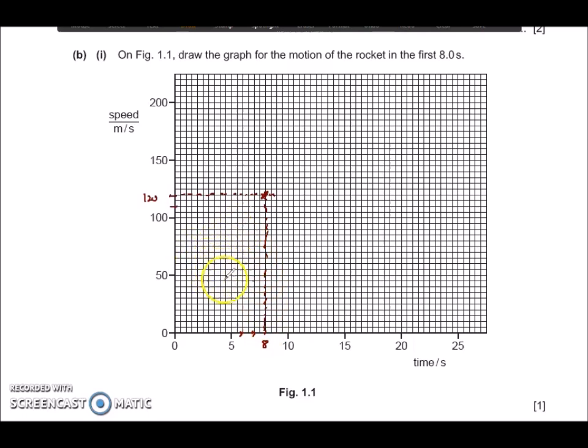Then for this one you just have to draw a straight line. Make sure it is straight. This is not so straight because I'm drawing with a pen tablet. So this is your answer. This is 8 and here is 120 at this part. So make sure your coordinate is 8 and 120. You okay with that? They just ask you to draw the motion, so it's 1 mark over here. You got it? Alright, let us move on.